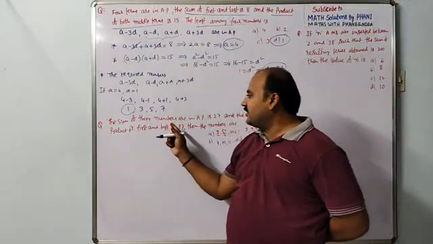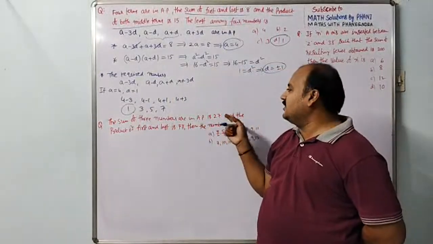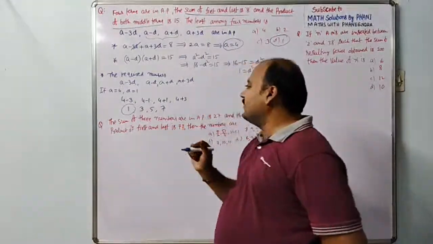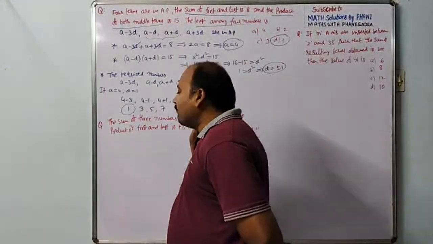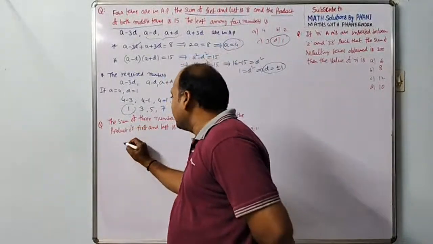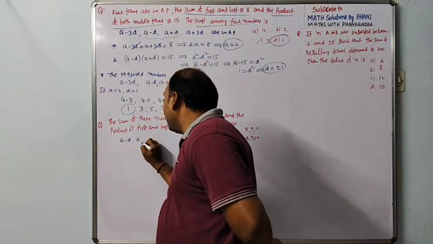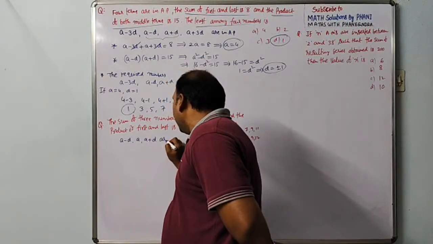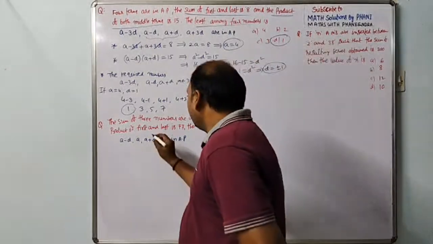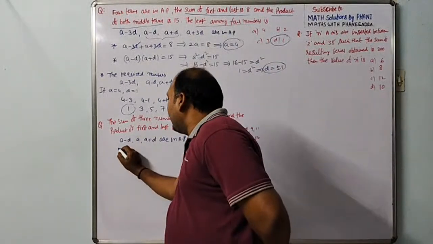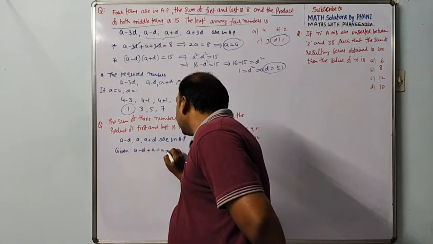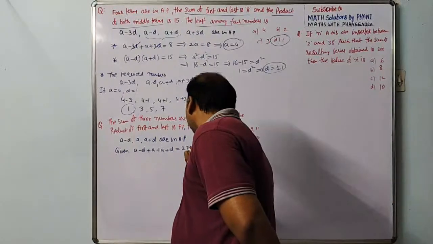The sum of 3 numbers in AP is 27 and the product of first term and last term is 77. Sum of 3 numbers we already did in the previous question, but the concept is only different, dear students. A minus D, A, A plus D are in AP. Now, the sum of 3 numbers is given: A minus D plus A plus A plus D is equal to 27.